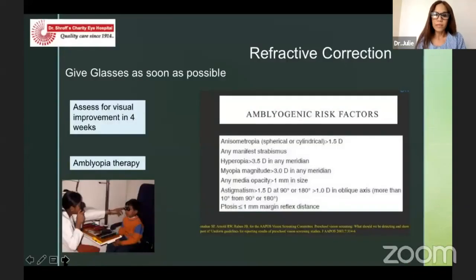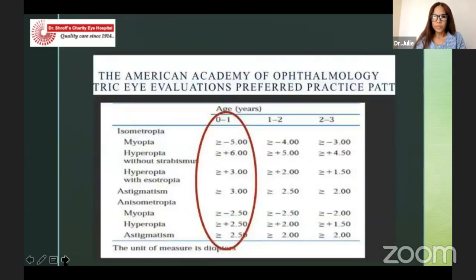So refractive correction should be given to the children as soon as possible. And if there are amblyogenic risk factors, then we must go for amblyopia therapy immediately if the child has vision potential in that eye, or otherwise we may assess for visual improvement 4 weeks after correction and then go for amblyopia therapy. So you prescribe glasses as per the AIOS guidelines.